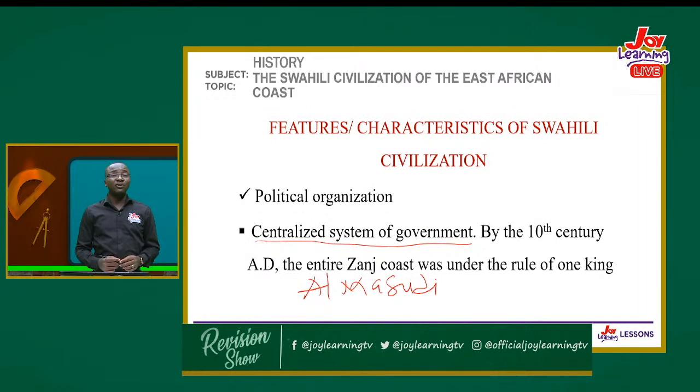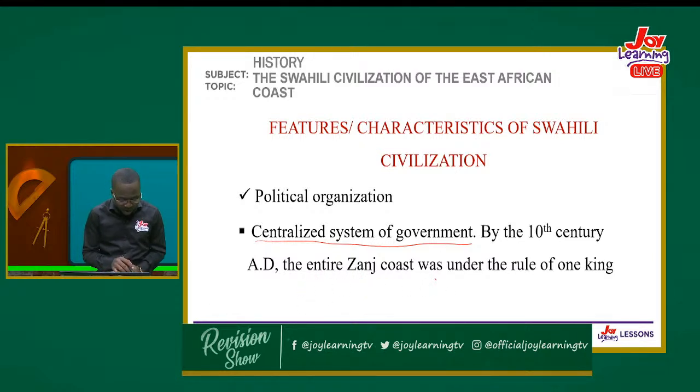So that's an evidence to show that politically, the people of East African coast, or the Swahili civilization, practiced a centralized system of government where power was vested in one person, in this case, the king. Now, the king was expected to rule according to the traditions of the people. Now, by that, what we mean is that the king is supposed to rule with all fairness.